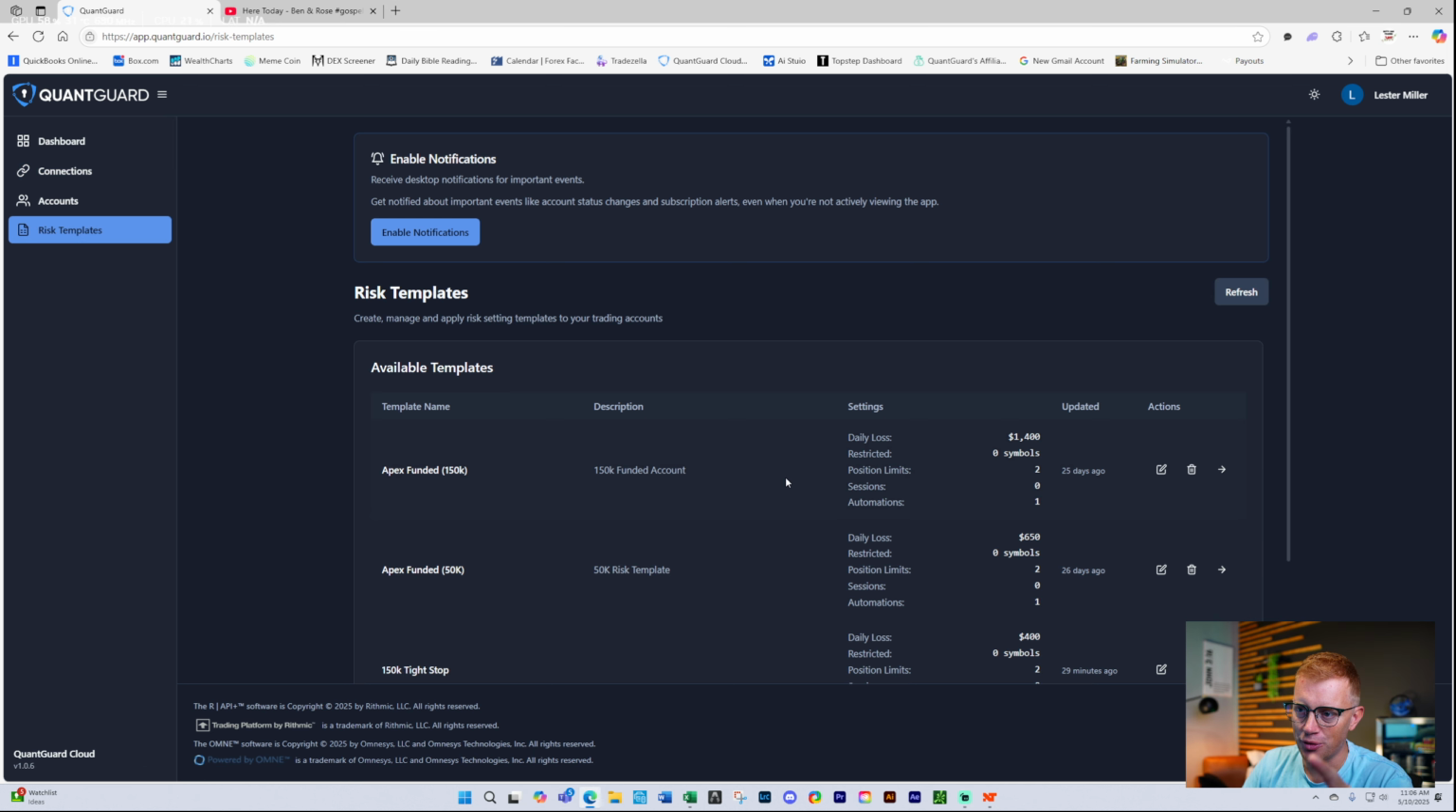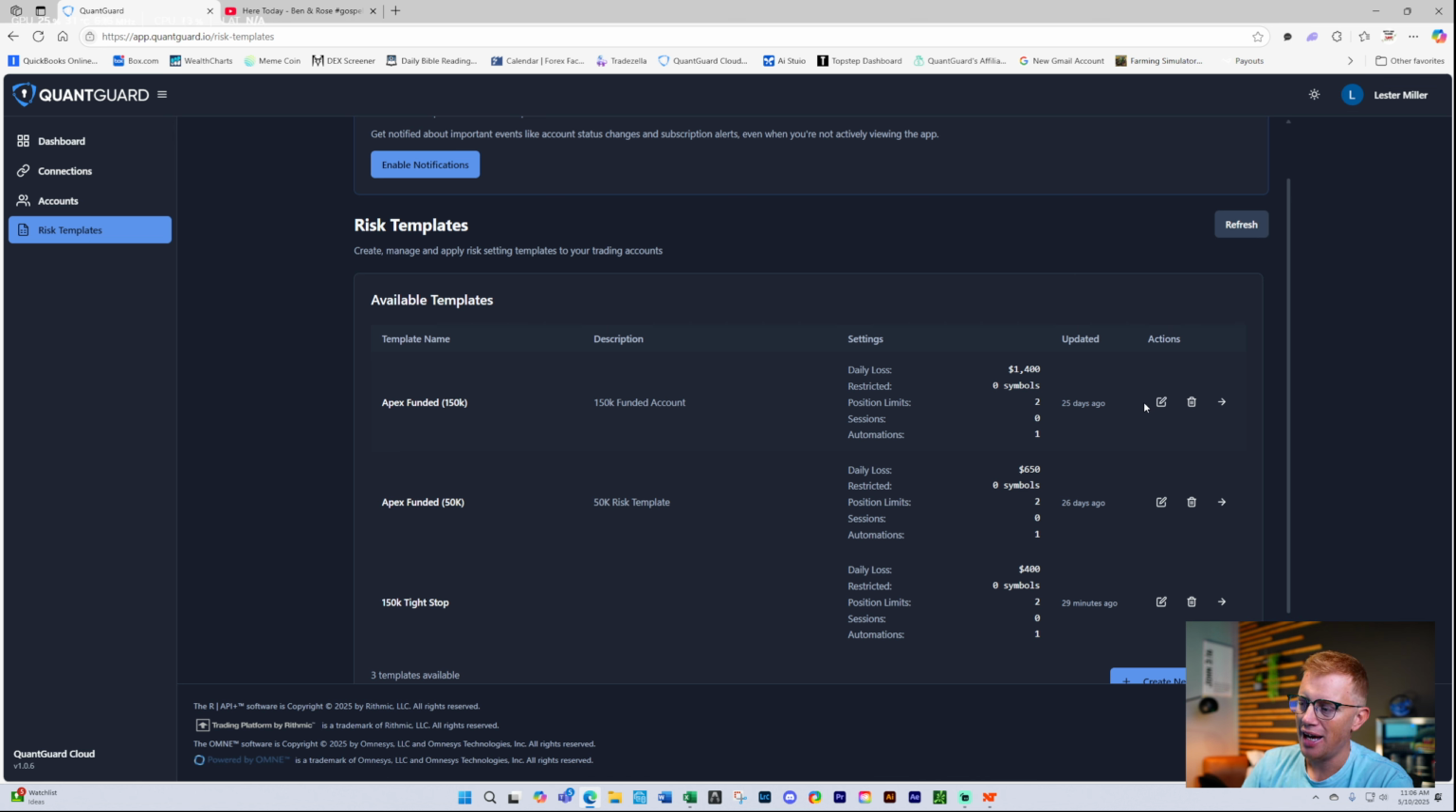I have a couple different risk templates. This was the risk template that I accidentally had assigned to my 50K accounts. It was supposed to be this risk template. So instead of a $650 daily loss limit, I had 1,400, and I hit that so quickly, it was crazy.